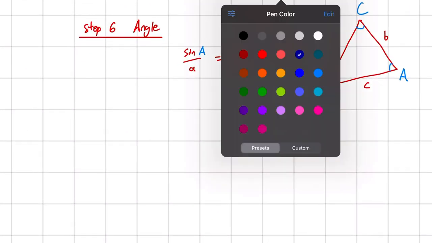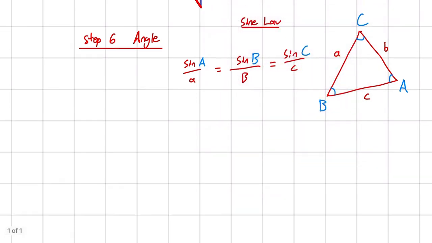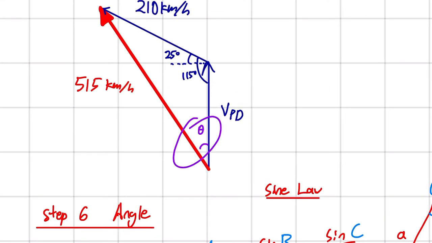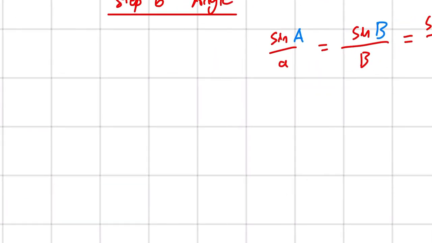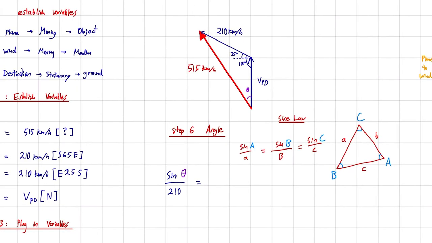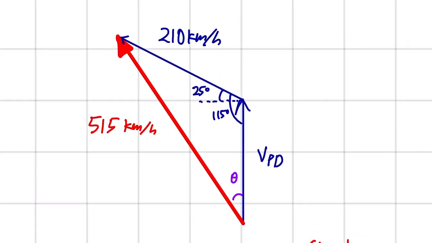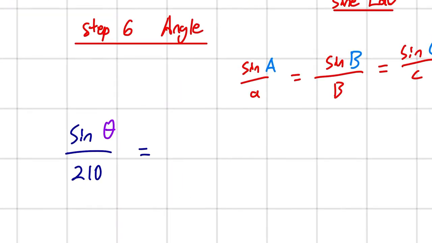So let's build this sine law now. If we have theta, the corresponding side length is going to be the 210. So let's write this. Sine theta over 210 is equal to, and what other angle and side pair do we have? Well, we have this 115 and this 515. So it's equal to sine 115 degrees over the side length of 515.